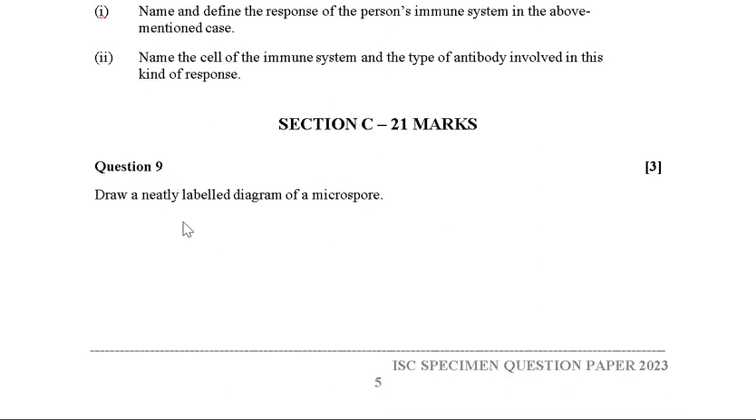For section C, question number 9, draw a neatly labeled diagram of a microspore. Here you need to draw the structure of a pollen grain. You need to show the external spiny structure, the exine, and the internal part, the intine. Inside the microspore, two nuclei are present: one is the generative nucleus, another is the tube nucleus. The generative nucleus divides into two male gametes or two sperm nuclei, and one germ pore is present. During germination, the germ pore ruptures and forms the pollen tube. So you need to draw the structure of pollen grain for this question.